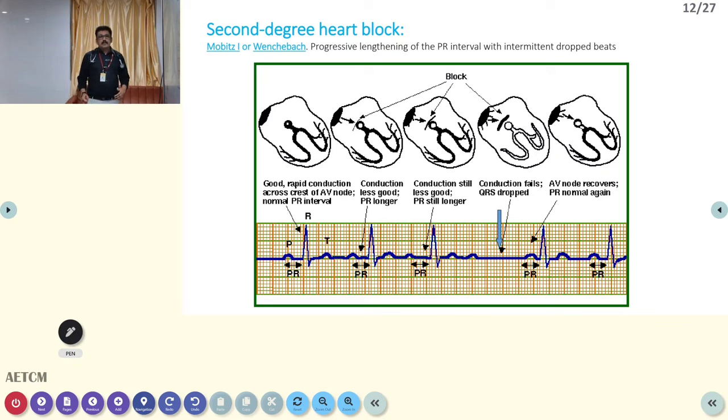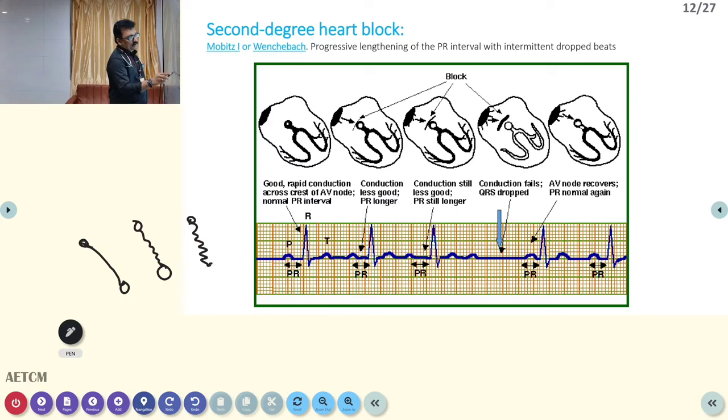Now second degree heart block itself has two different types, Mobitz type 1 and Mobitz type 2. Mobitz type 1 is called Wenckebach's phenomenon. So we'll see what the Wenckebach phenomenon is. The first conduction, SA node to AV node, will be normal here. The second conduction is slightly delayed for some reason, fatigue of the conduction system. The third is a little more delayed. The fourth is not conducted. It is like that.